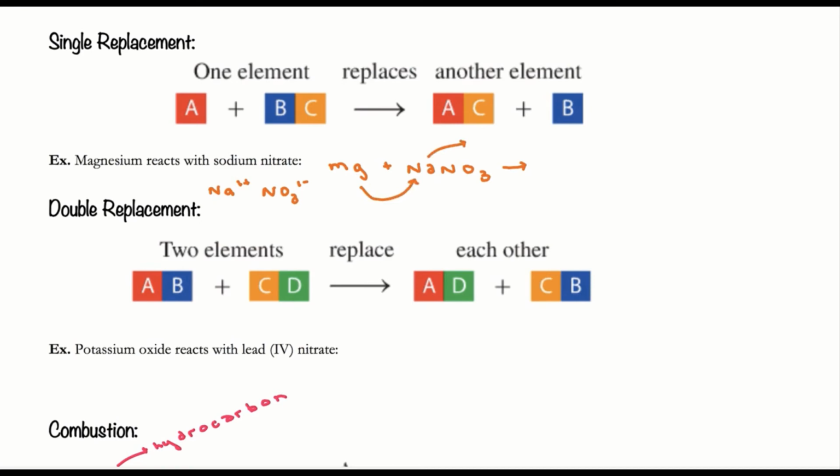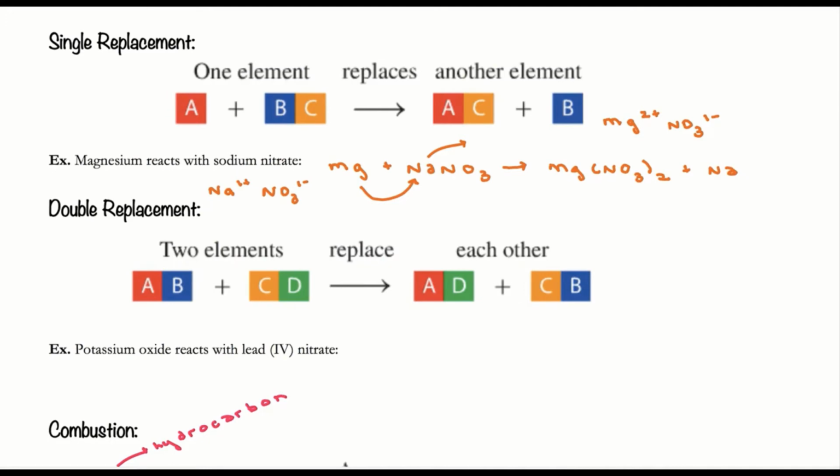And so what you end up getting is magnesium now forming a new compound with nitrate. So I've got to figure out what that compound would be. So that will be MgNO3 because I crossed my charges. And then sodium got kicked out, so it's going to be all by itself. And remember, sodium can be by itself because it is not diatomic.